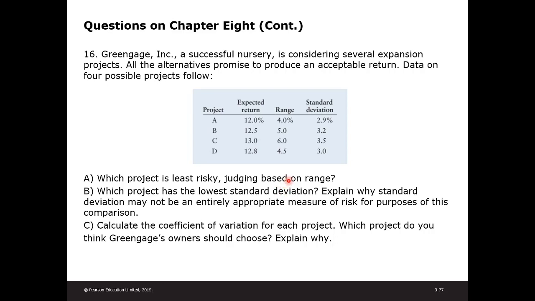So as you can see here, project A has the lowest range, which means it has the lowest risk according to the range. Okay, next question, which project has the lowest standard deviation? And explain why standard deviation may not be an entirely appropriate measure of risk for purposes of this comparison. Okay, as we can see here, the lowest standard deviation will be also project A.